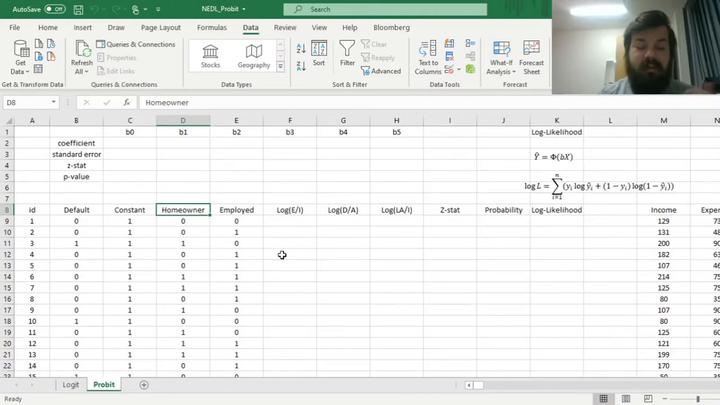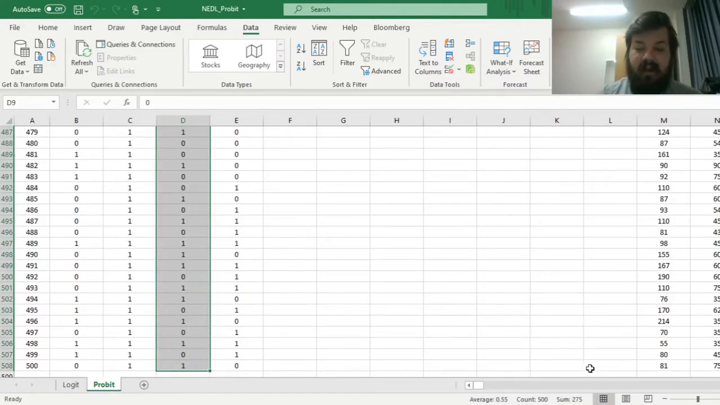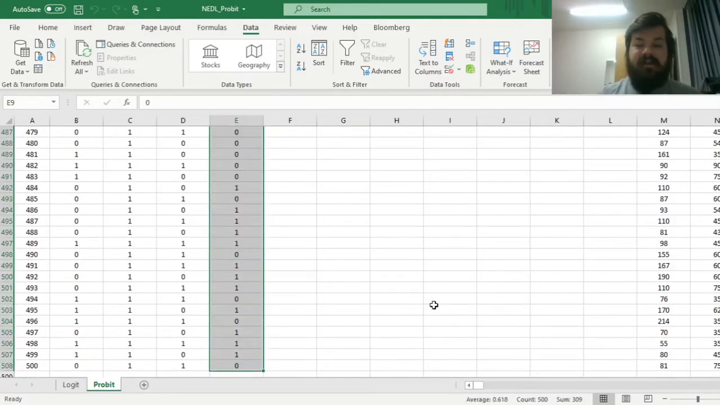So here we have got two binary variables, homeowner and full-time employed, that denote whether our borrower owns their property, owns their home, and whether they are full-time employed. And here we can see that roughly half of our borrowers are homeowners, they own some property, and more than half, almost 60% of our borrowers are indeed full-time employed.